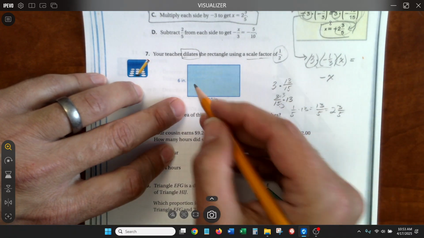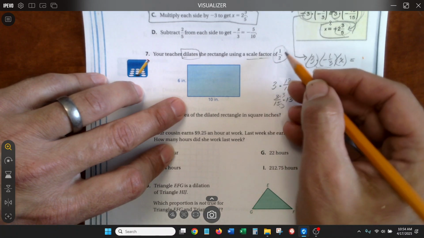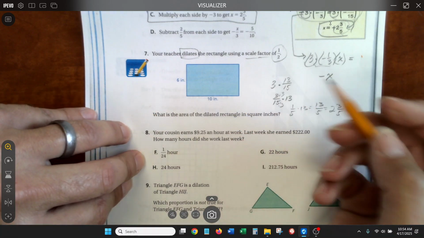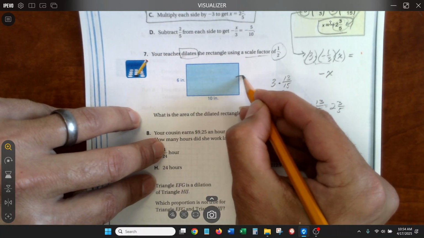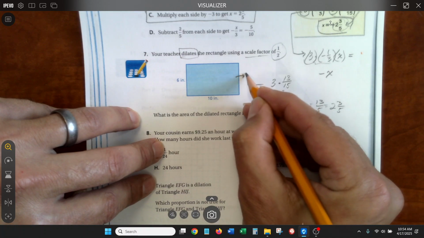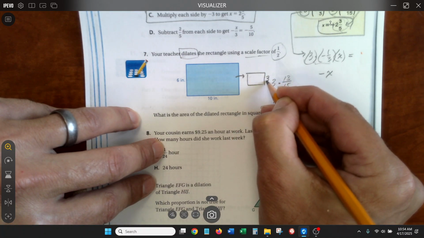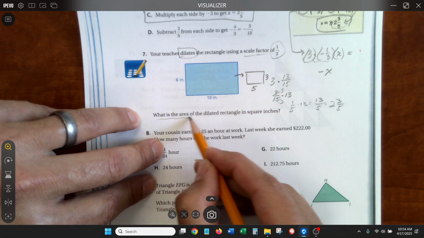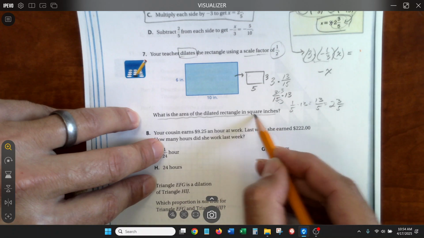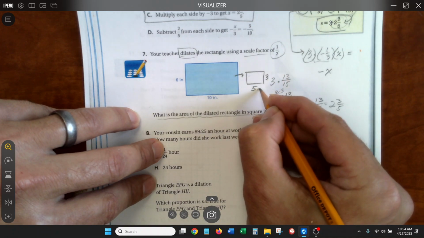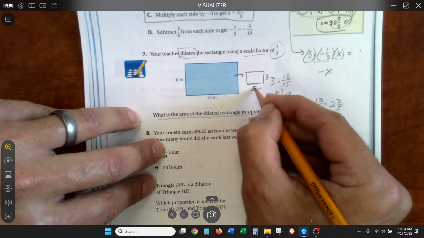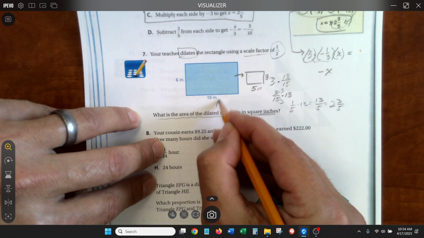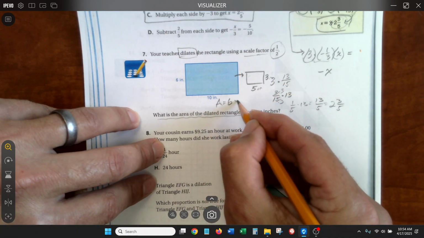So 6 times a half is 3, 10 times a half is 5. And so when we dilate to the new shape, it's going to be a rectangle with a height of 3 and width of 5. And we're asked what is the area of the dilated rectangle in square inches. So 3 times 5. Base times height. Area is 5 times 3. Right, for a rectangle, area is always base times height.